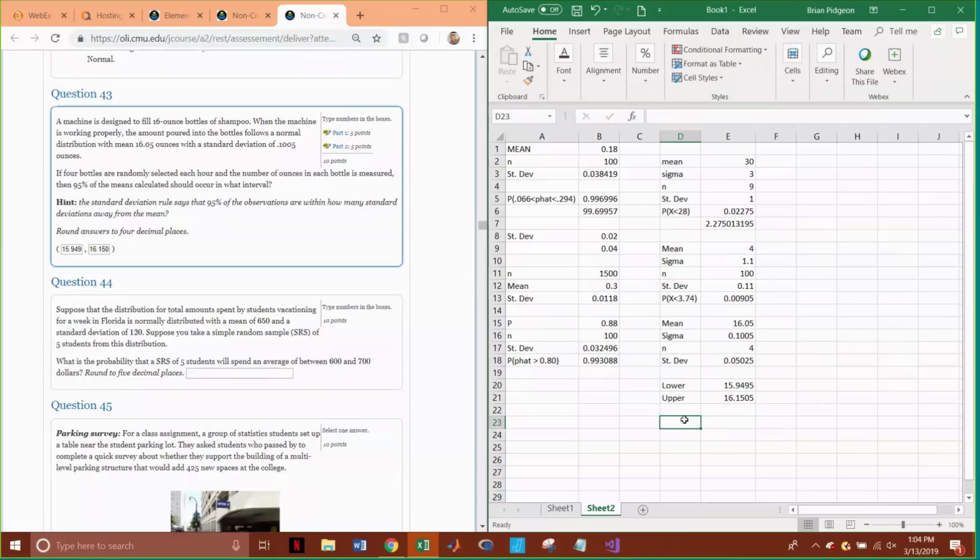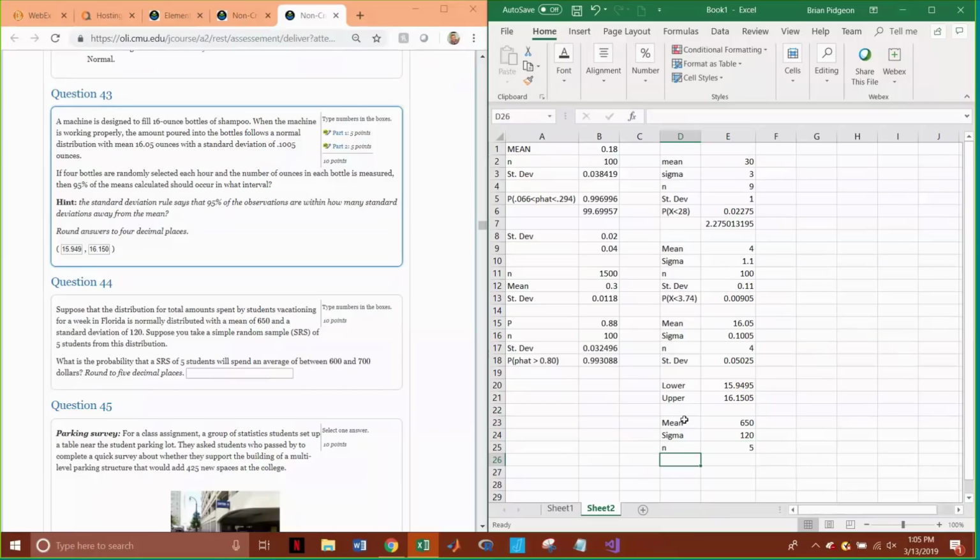Suppose that the distribution for total amount spent by students vacationing for a week in Florida is normally distributed with a mean of 650 and a standard deviation of 120. So the mean is 650. Sigma, the population standard deviation, is 120. We're going to sample 5 students. All right.